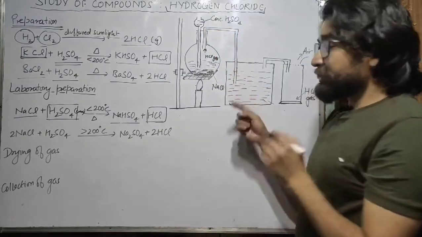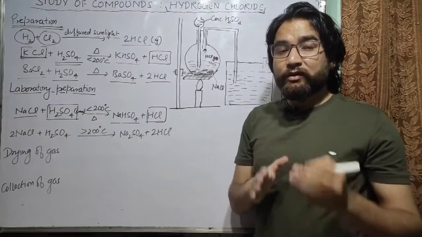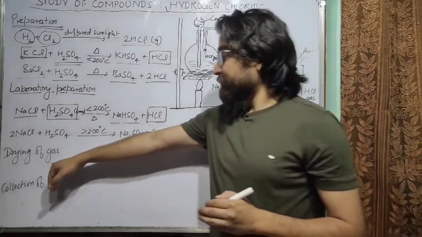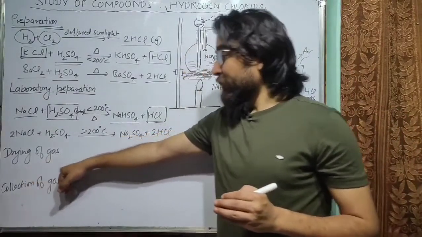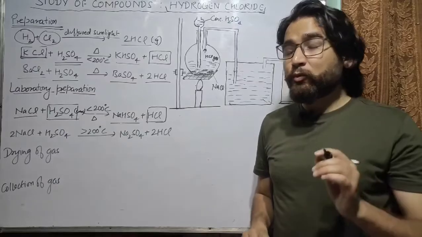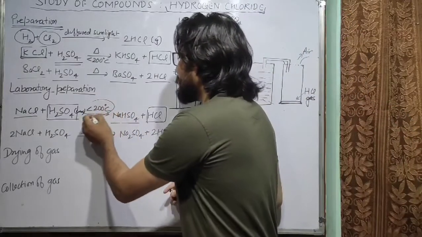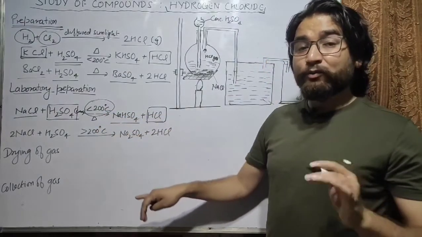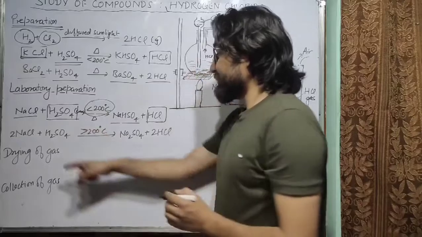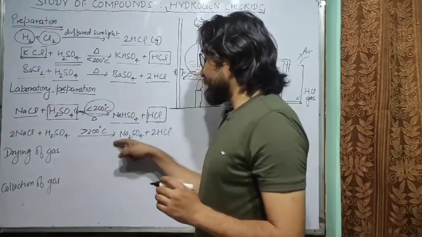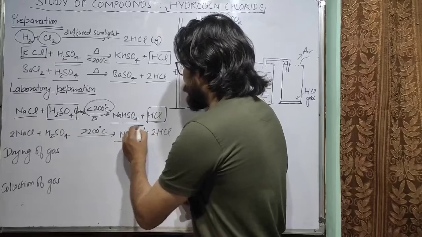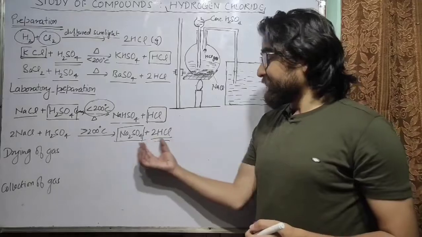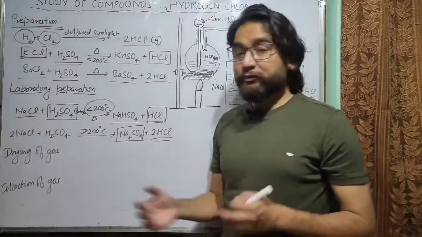Now because HCl gas which is evolved here is not purified, it is containing some moisture. So the second step that we do is drying of gas. Now before this, one more question may come. Why do we heat whole solution below 200 degrees Celsius? Why can't we heat it above 200 degrees Celsius? So you can see, if we heat it above 200 degrees Celsius, it will give Na2SO4, that is sodium sulfate, and HCl. So sodium sulfate and HCl can be formed above 200 degrees Celsius.